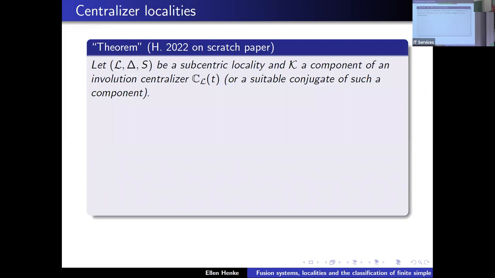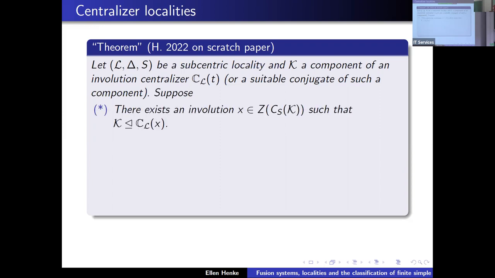And I've written a theorem on scratch paper. I still think it is true, but perhaps you should take it with a grain of salt. Given a subcentric locality and a component K of an involution centralizer, or, as you also do in fusion systems, sometimes we actually want to take some conjugates of such components, which has to do with the fact that not all centralizers of involutions in the fusion system are saturated. So we want to move to conjugates, and we want to do then the same on the level of components of involution centralizers. Okay.